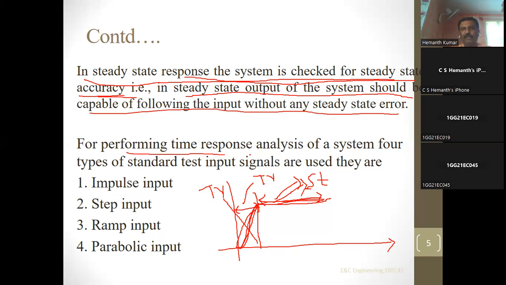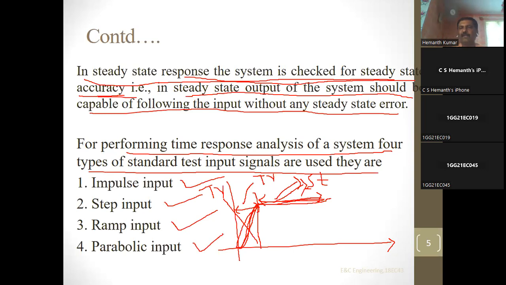Now, to carry out the time response analysis, we use four types of standard test input signals. What are the four types of standard test input signals we come across? Impulse input, step input, ramp input, and parabolic input. These are the four standard input signals we come across for analyzing any control system.